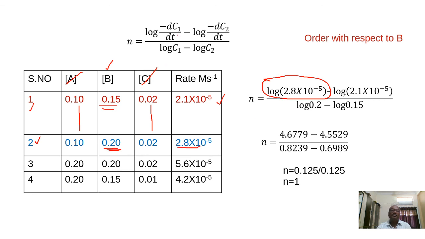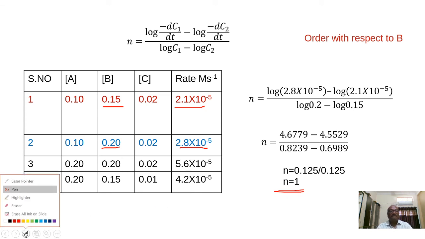You observe here it is minus dC1 by dt in the numerator, and in the denominator C1 and C2. So when you are substituting, the rate belongs to C1, and this is the concentration of B, which is indicated as C1. By substituting these, we can calculate the n value. We got n is equal to 1.